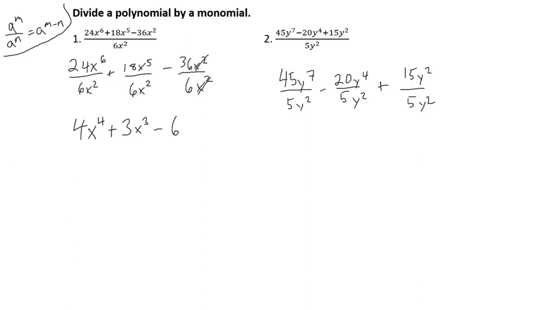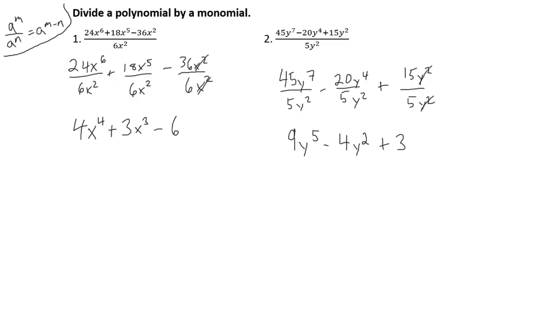Okay, 45 divided by 5 is 9. 7 on top, 2 on bottom. 2 cancels out. We're left with 9y to the 5th minus 4. y to the 4th on top, y squared on bottom. So that's going to become y squared plus 15 divided by 5 is 3. All the y squareds cancel out.